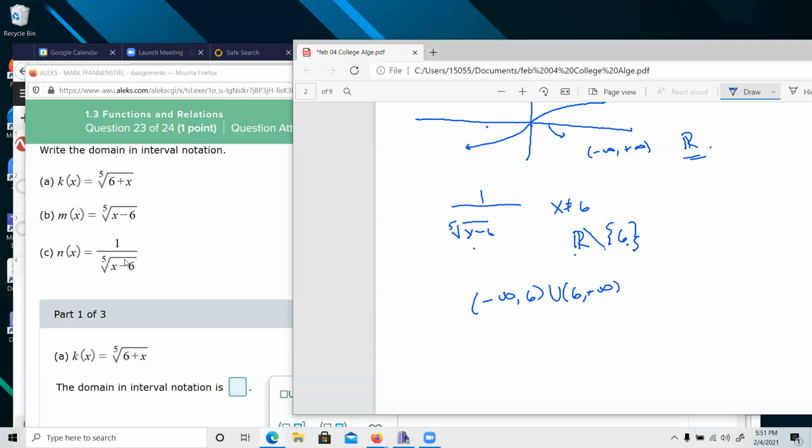So the only reason why we had to exclude 6 was because it was a fraction. The 5th roots have nothing. We're not taking anything out of the domain for that.